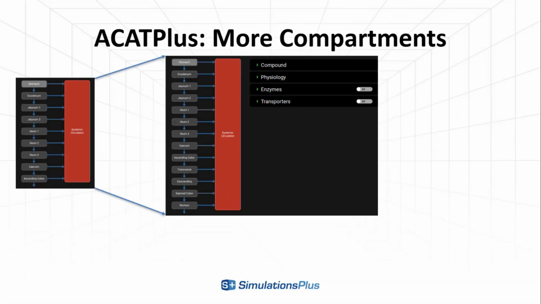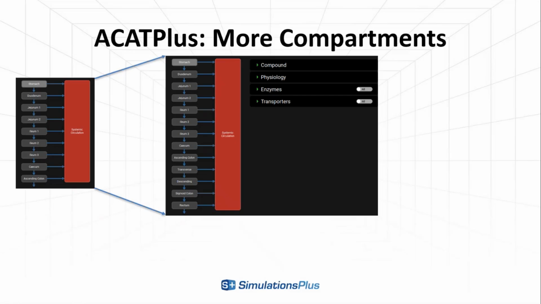In order to simulate a compound with very low permeability or a modified formulation to deliver the drug to the colon, extra colon segments have been added to the ACAT Plus model. So here on the left side, you can see the ACAT model with the ascending colon being the last segment. And if you switch to the ACAT Plus model that you will see here on the right, you can see that some extra colon segments have been added. So you have the transverse, the descending, the sigmoid colon, and the rectum.